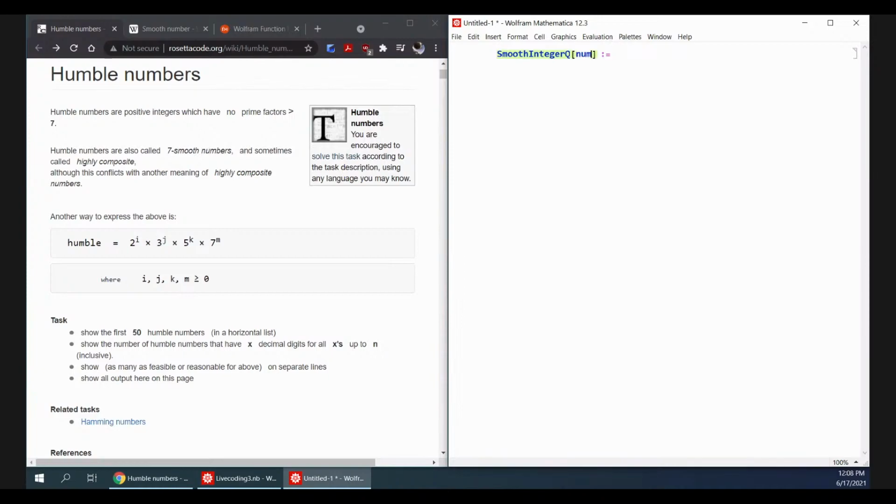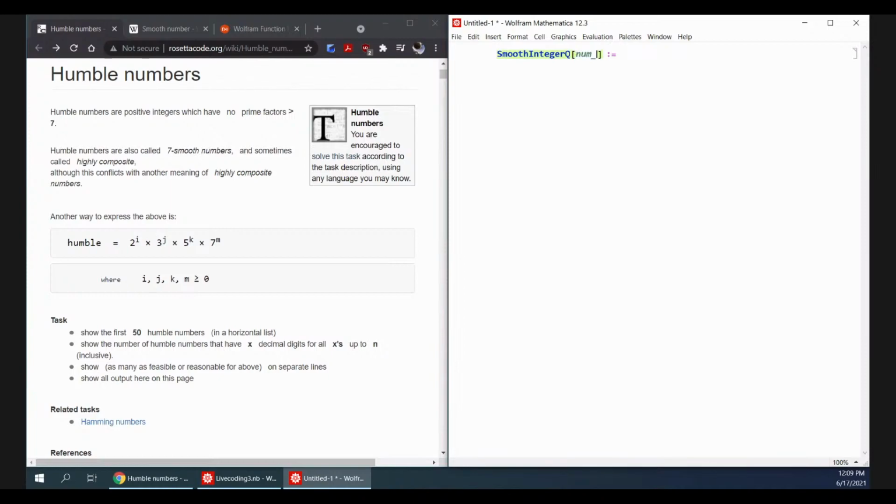I'll just call that num for now. And do we wanna define that as an integer? Yeah, it has to be an integer input, otherwise it doesn't make sense to ask. It doesn't make sense to ask if a real number is a smooth number, right? What are the prime factors of 5.6?